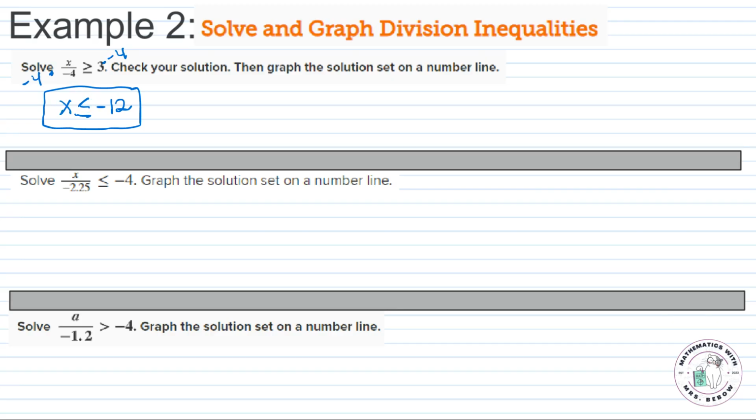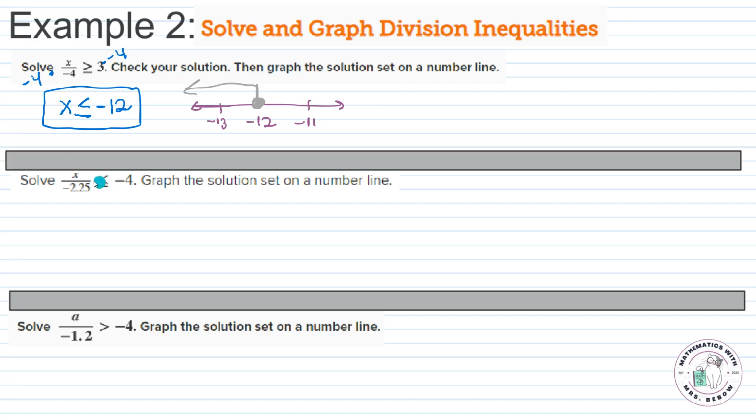So to graph this, we're just going to make our number line, put -12 in the middle. We can do -13 to the left. We could do -11 to the right. This is going to be a closed circle because, again, it has that or equal to. And then my arrow is going to the left. Okay, so let's try it with the next one.